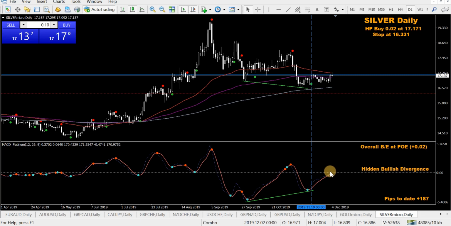MACD Platinum's at the 0 level. Just a matter of, if it pushes up a little bit higher, I might just close it out and be done with it. I've got gold to worry about. Silver and gold sort of move the same. So that's about it, guys, for the charts.